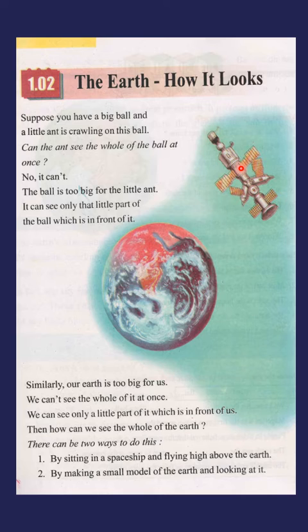Now we go with the reading of the chapter. Chapter 1.2, the Earth, how it looks. Suppose you have a big ball and a little ant is crawling on this ball. Can the ant see the whole of the ball at once? No, it can't. The ball is too big for the little ant. It can see only that little part of the ball which is in front of it.